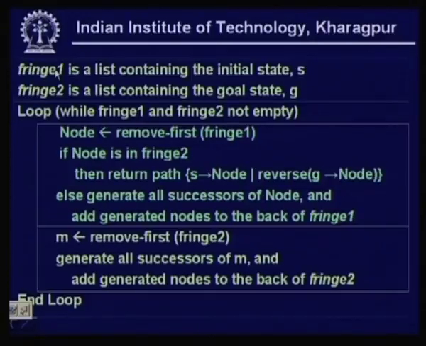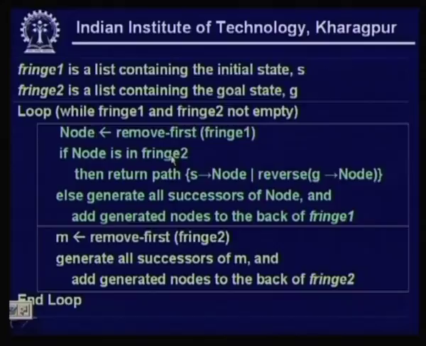So, this is the pseudocode. We maintain two open lists, fringe 1 and fringe 2. Fringe 1 contains initially the start state. It represents the search tree as we move forward from the start state, and fringe 2 is the open list of the search tree which we get while going backward from the goal.